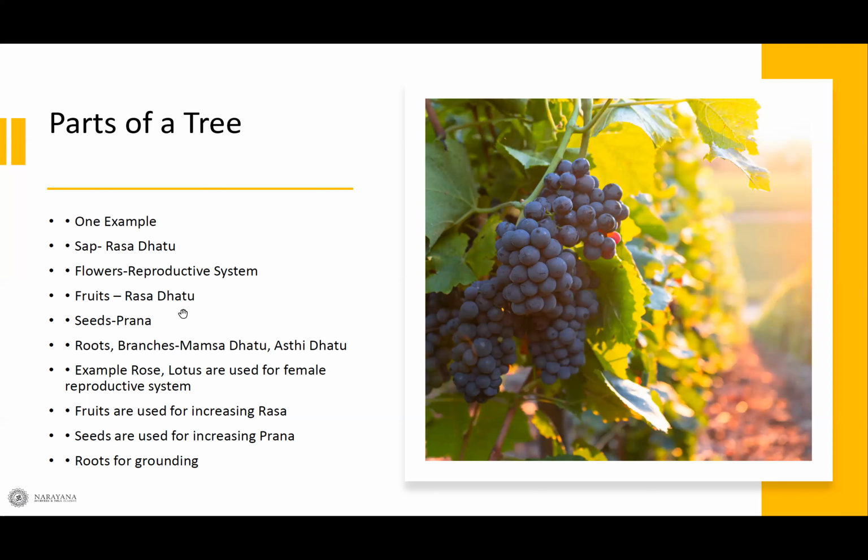Again, most fruits are very high in the rasa dhatu. In fact, the word for fruit juice can be translated as rasa. In some Indian languages, instead of saying fruit juice, they say rasa. So when somebody is low in rasa dhatu, we give them fruit juice. Will we give them dry fruits, or will we give them fruit juice if somebody's low in rasa dhatu or anemic or something like that?